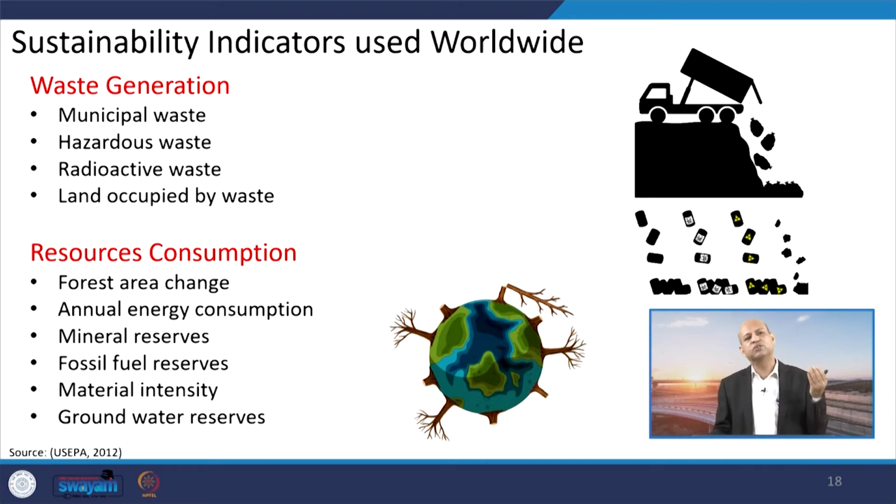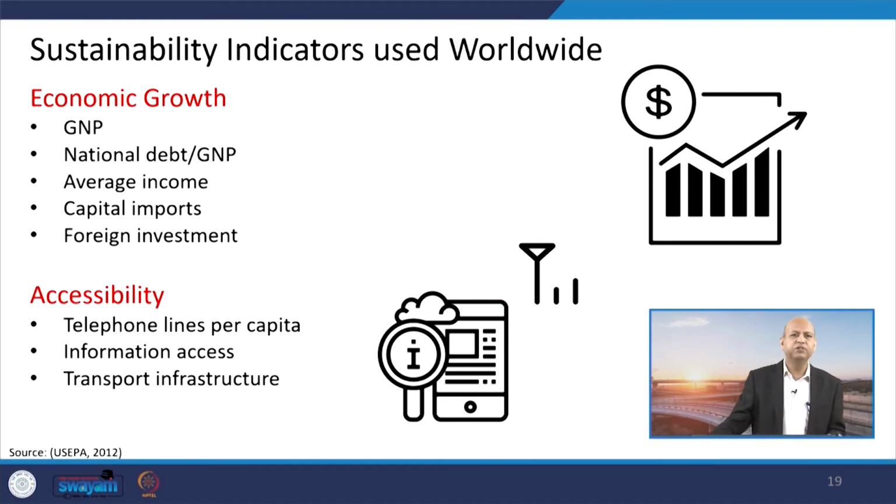Or when we talk about consumption of the resources, then we have to see fossil fuel reserves, material intensity or mineral reserves, forestry, all those things are part of those resources consumption. When we talk about economic growth, then GDP and GNP or national debt or average income, per capita income, all these are the parts of economic growth related indicators. When we talk about accessibility, so the infrastructure accessibility, accessibility to the schools, education or other facilities like telephone lines or information access, all those.